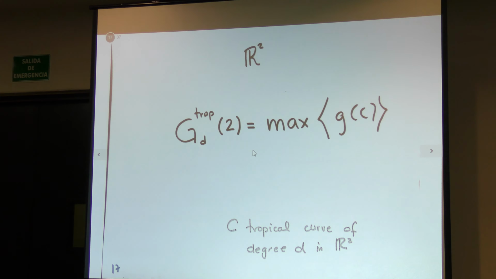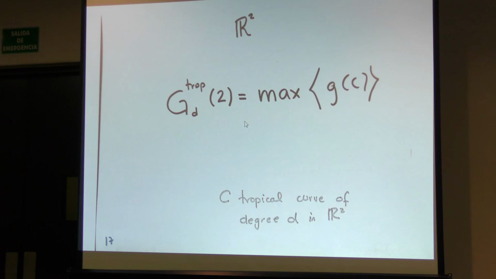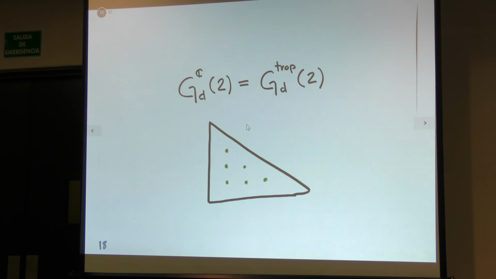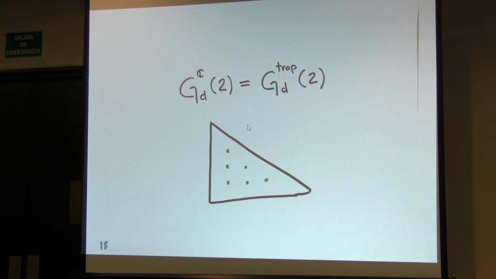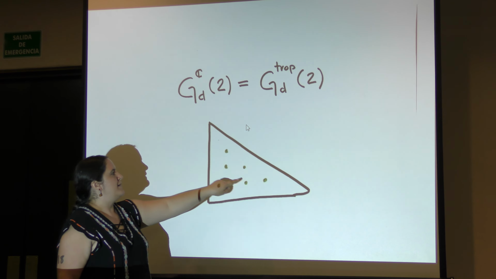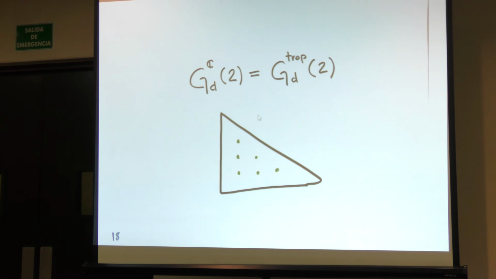We can ask again, what is the maximum genus of tropical curves of degree d in R2? And again, we have exactly the same number as in the complex case, and it's because of the duality: the number of independent cycles will be at most the number of integer points in the interior of the polygon.